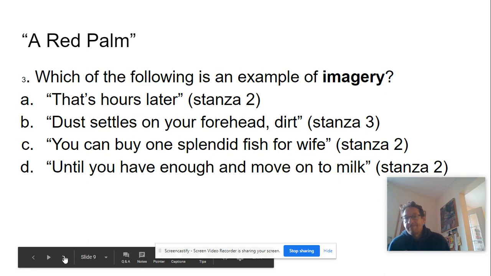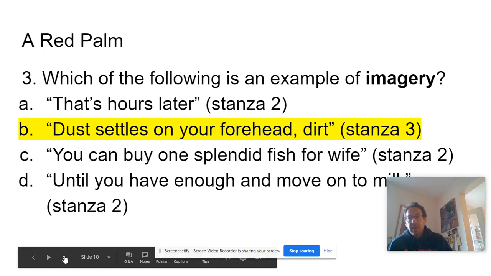So tell me, what do you think the answer is? Take a moment. If you pick B, you are absolutely correct. Dust settles on your forehead, dirt. Again, it's an image. It's something that we can picture, something that we can see.